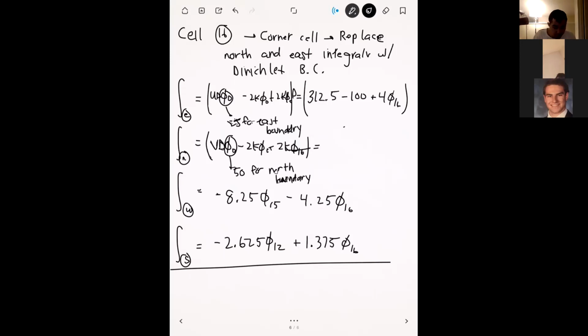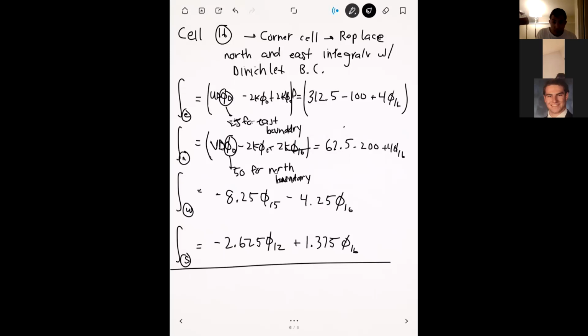And so we have 5 times 0.25 times 50. Okay, so that's 62.5. Minus 2 times k times phi naught. So we have minus 2 times 50, so that's a minus 200. Okay, and we have plus 4 phi 16.